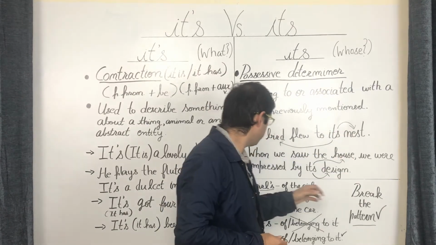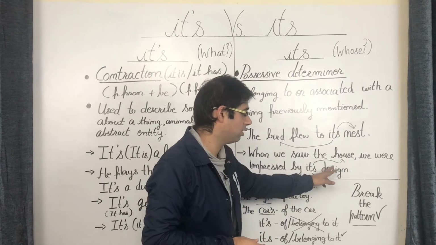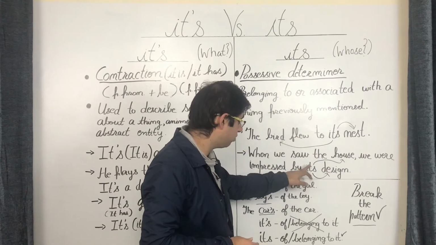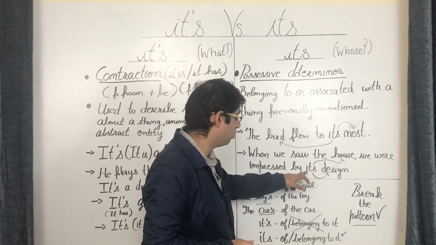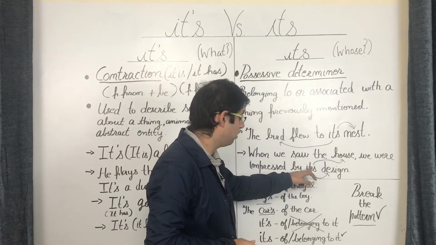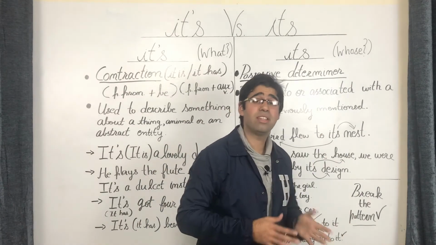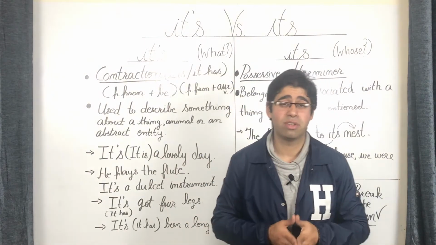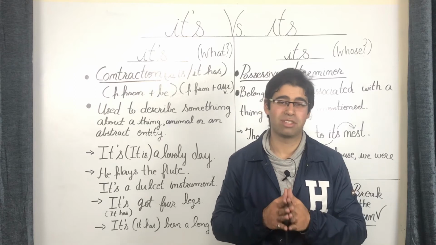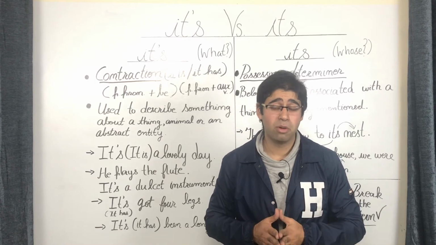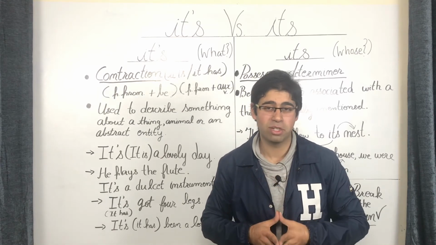A similar example, we've got, when we saw the house, we were impressed by its design. Over here as well, the "it" refers to the house, and since the design belongs to the house, we're going to use "its design". And once again over here, you've got the absence of the apostrophe. And that quite simply is the usage of "its" without the apostrophe. Now you could have easily referred to a dictionary or perhaps consulted the internet to find out the difference. So why the video? Well, I assure you I'm going to make it worth your while by sharing that memory trick that we talked about.